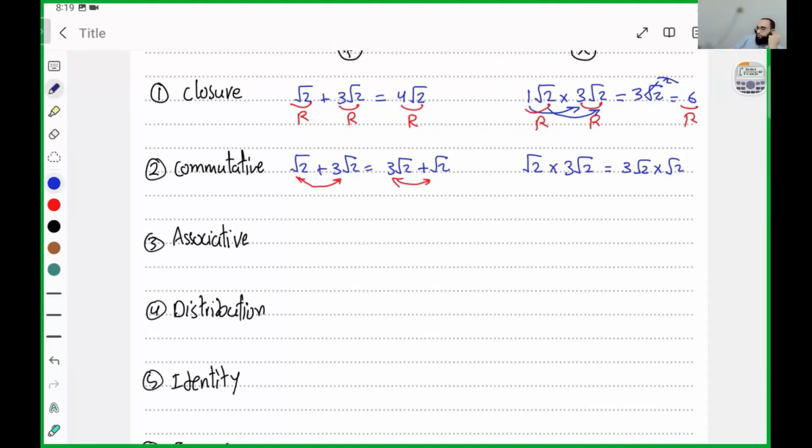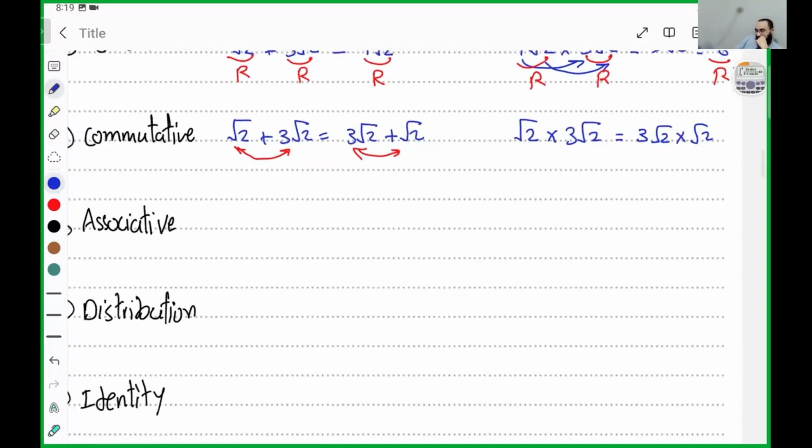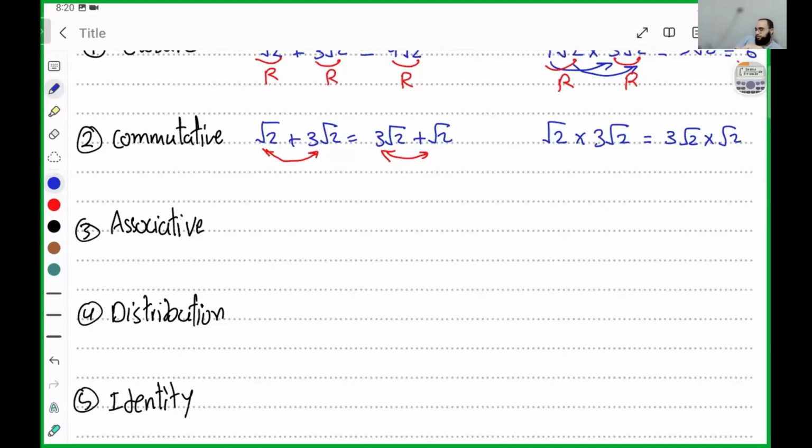So let's go for the next property, the associative property. Who knows the meaning of the associative property? We studied it before. Do you know, Yanis? You lowered your hand. You didn't know? I forgot.